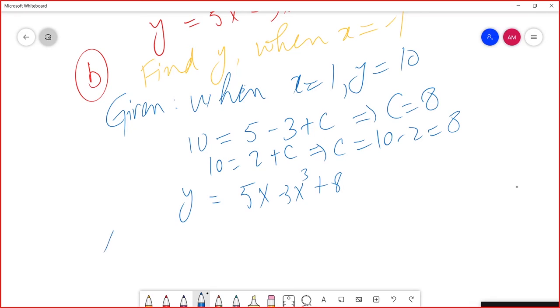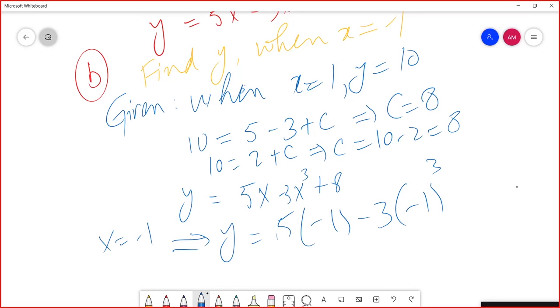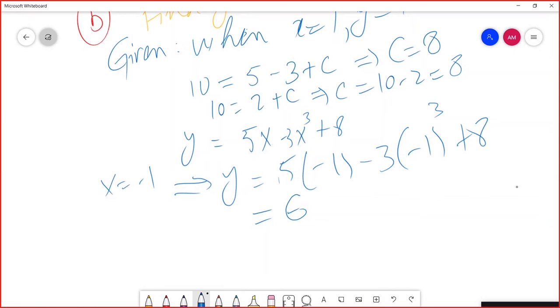What is y when x is equal to minus 1? You just put it there. y is equal to 5 times minus 1 minus 3 into minus 1 cube plus 8. All good? So it means y is equal to 6. If you solve it, it becomes 6. Any question till this? So it means when x is equal to minus 1, y is equal to 6.